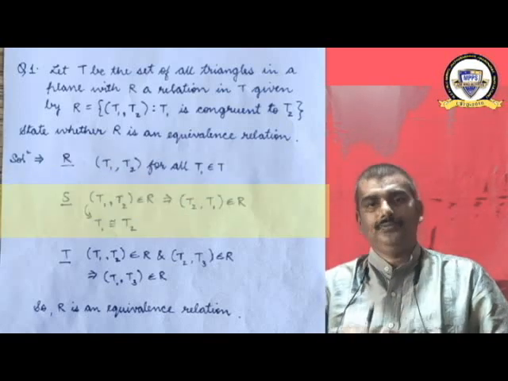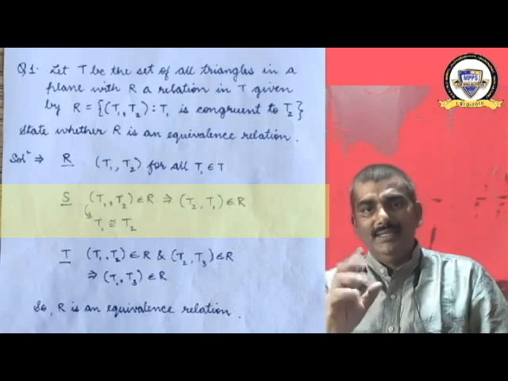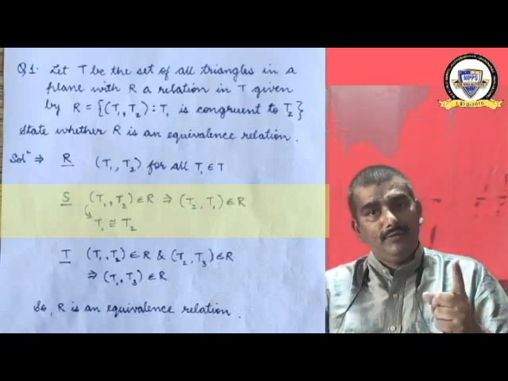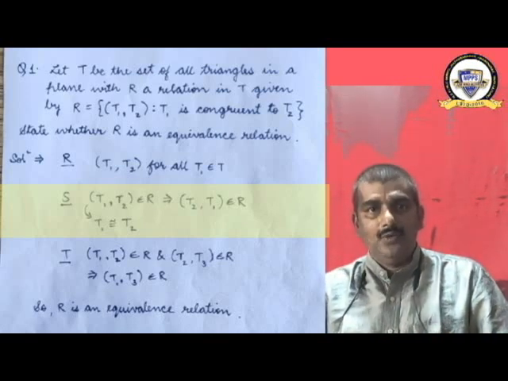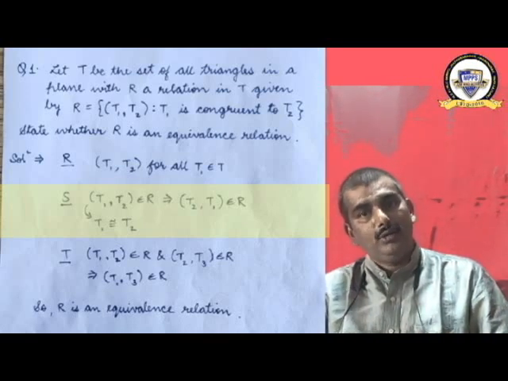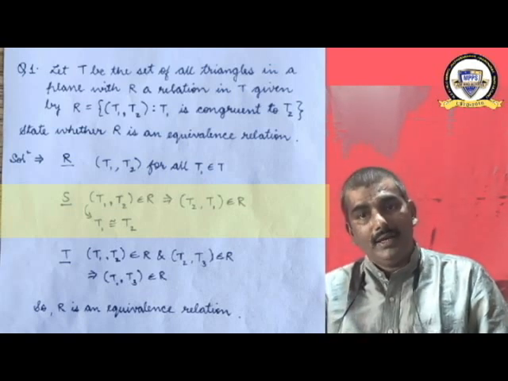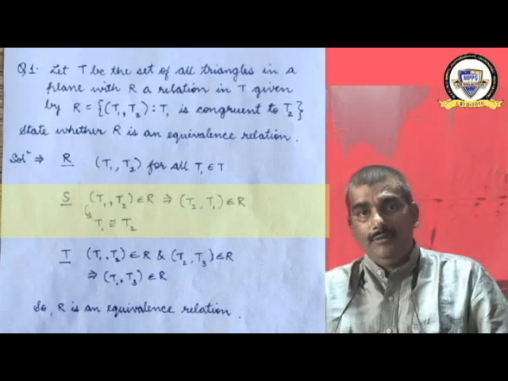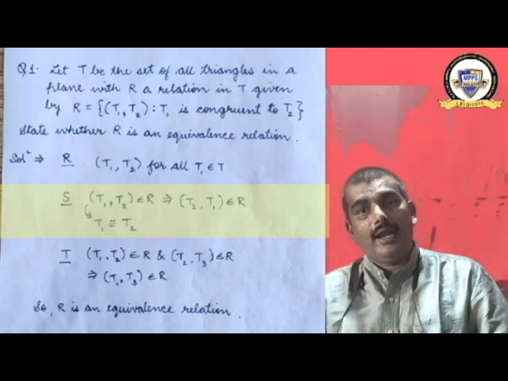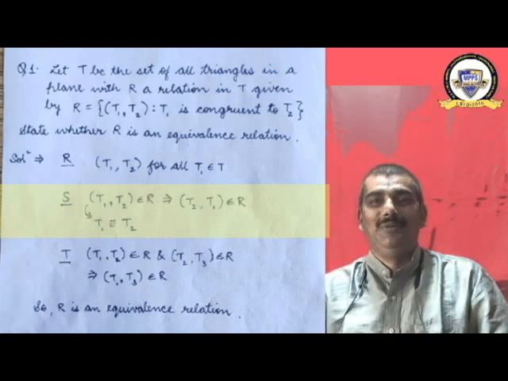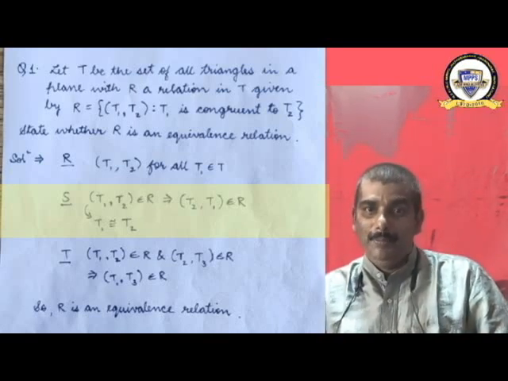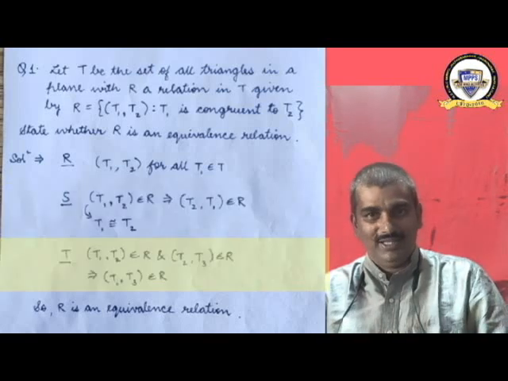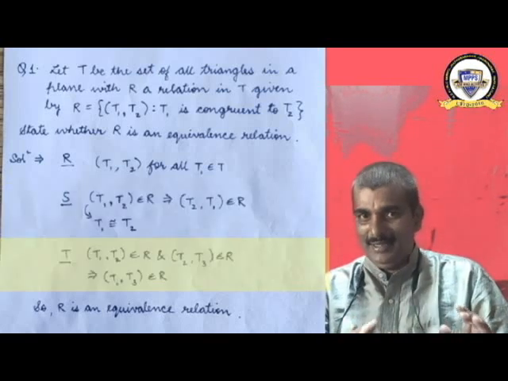Are you clear? Now, symmetric. See, if T1 is congruent to T2, triangle 1 is congruent to triangle 2, so T1, T2 will be there in the relation. If triangle 1 is congruent to triangle 2, then triangle 2 will be congruent to triangle 1. No? So (A, B) and (B, A) are also there. That is why it is symmetric.